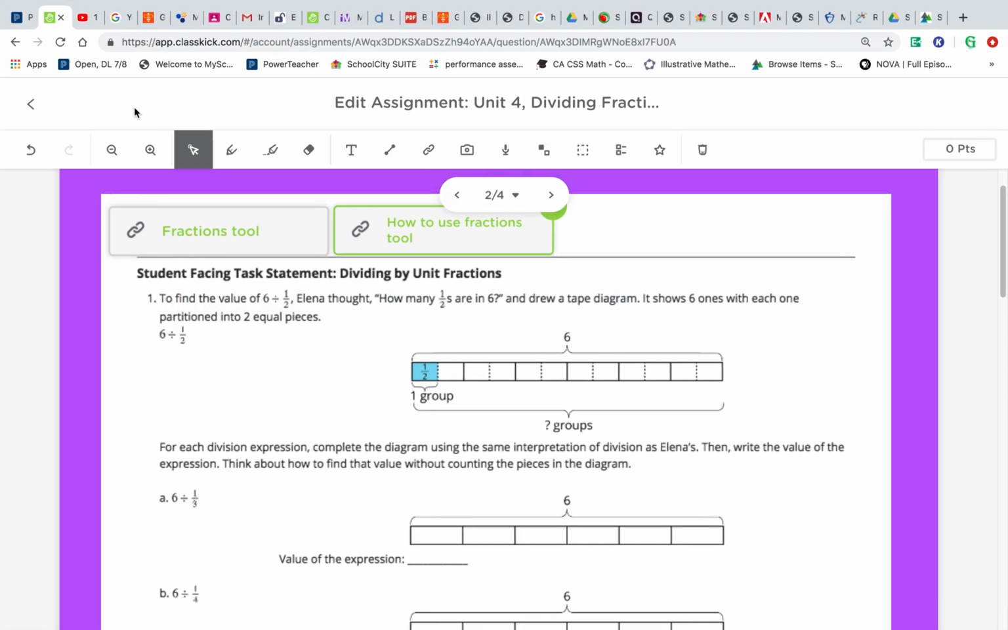All right, welcome class to lesson 10. It's hard to believe we're already to the 10th lesson in Unit 4. Time is flying. All right, so today we have a lesson around dividing by unit fractions.